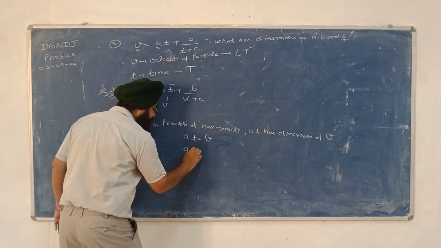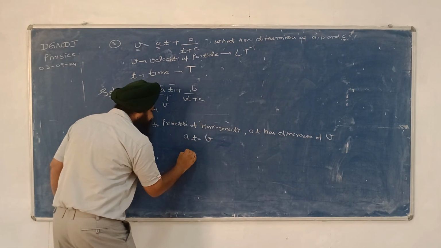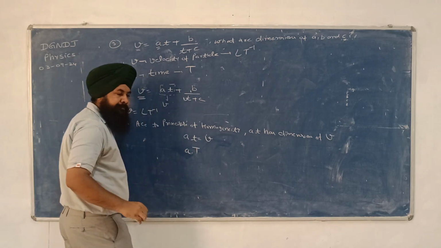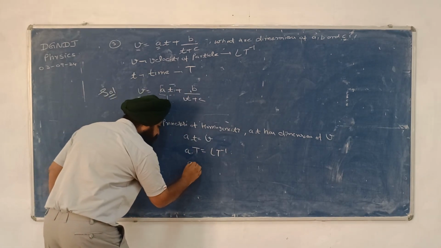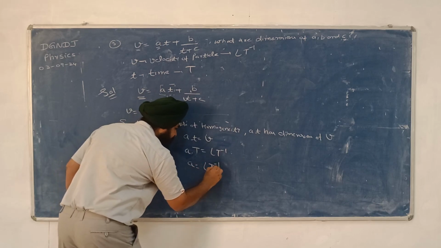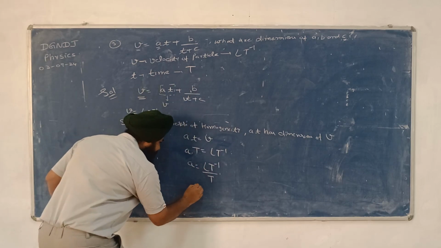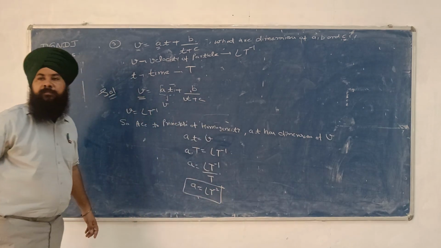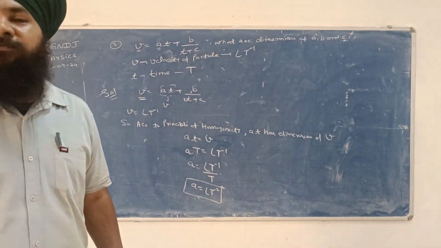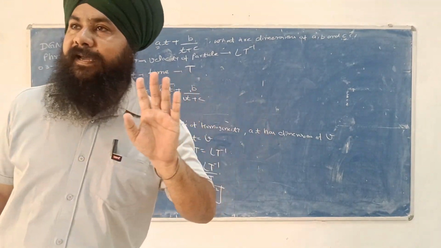So AT, what is T? Time. What is V? LT minus 1. So what are the dimensions of A? So A is equal to LT minus 1 divided by T. So the answer is A is equal to LT minus 2. So A has a dimensional formula of LT minus 2. Any doubt? No, sir. समझ आ गया?